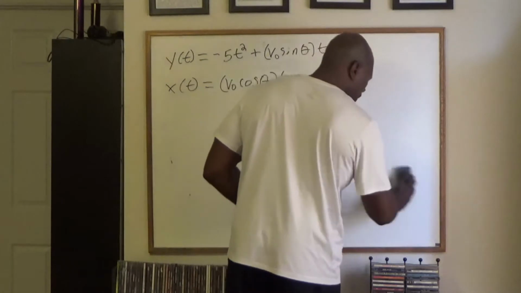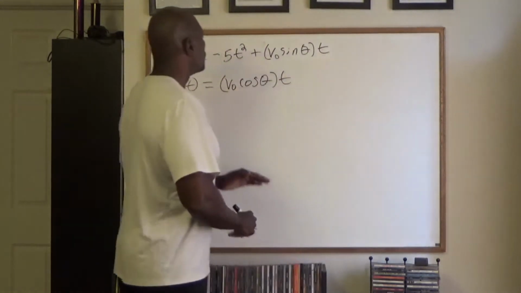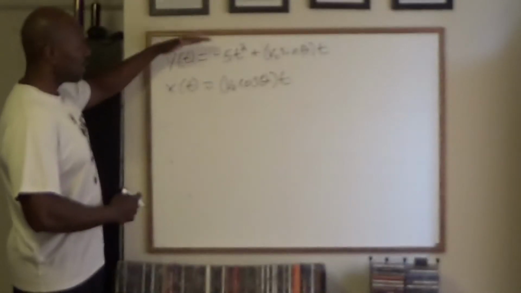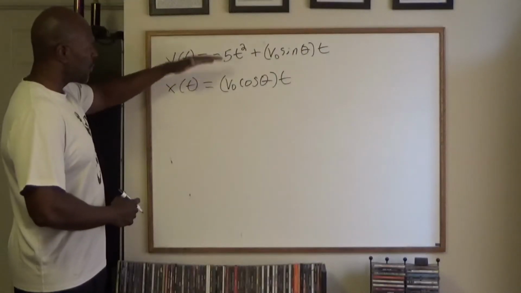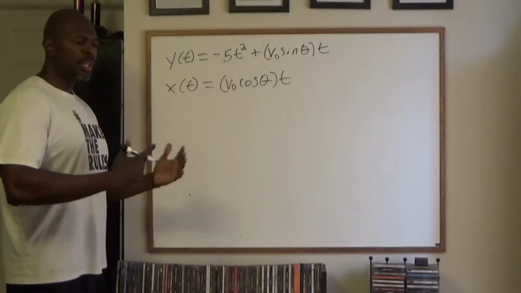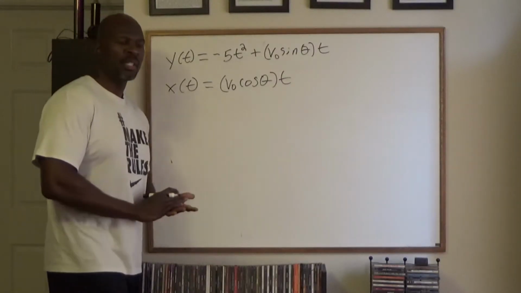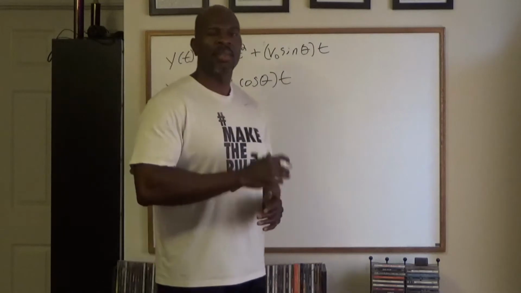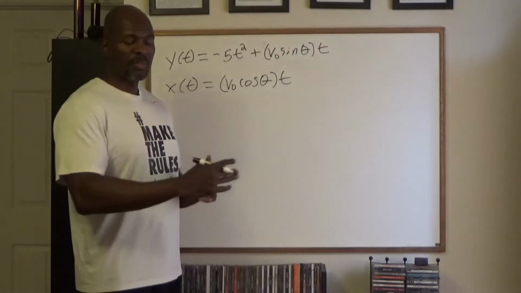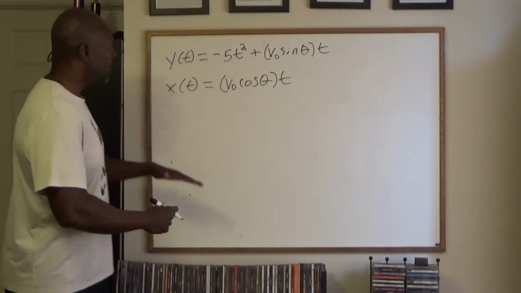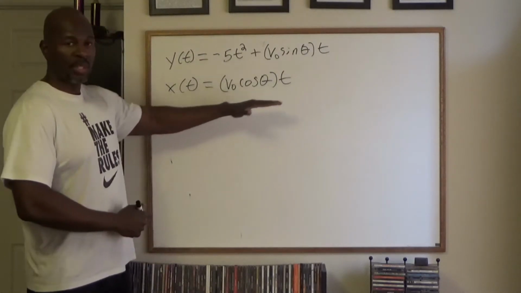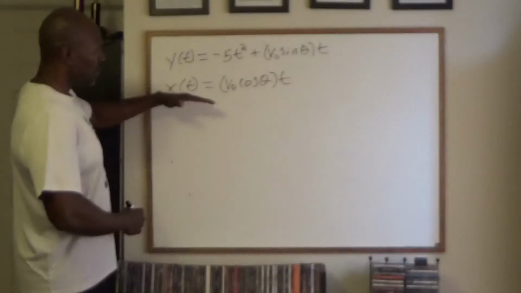So I have two position functions. One which gives me the vertical position, how high it goes, and another which gives me the horizontal position, how far it goes. For this particular scenario, my question is, what angle can I throw it for it to go the furthest? And when I say the furthest, I'm speaking horizontally. So this is the function that I'm mostly concerned with.